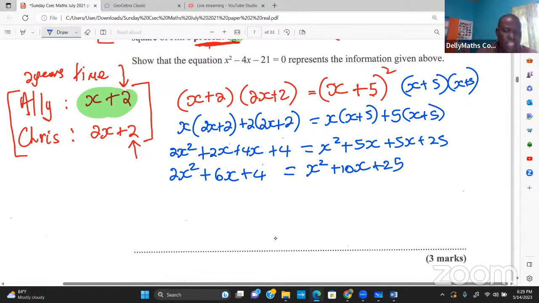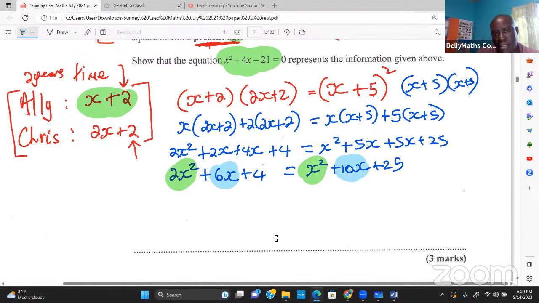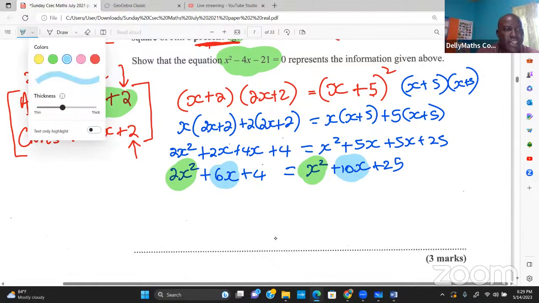All right, the numbers look good. What we're going to do now is make sure that we follow what they want. Remember, this is what they want you to show: show that you can get x squared minus 4x minus 21. No problem. So what we're going to do now is get things on the same side. I'm going to highlight terms that are alike: x squared, x squared. I'm just taking the time to highlight, please. This is x, x, and I have my constants here.